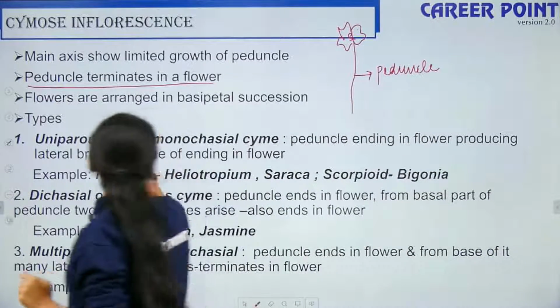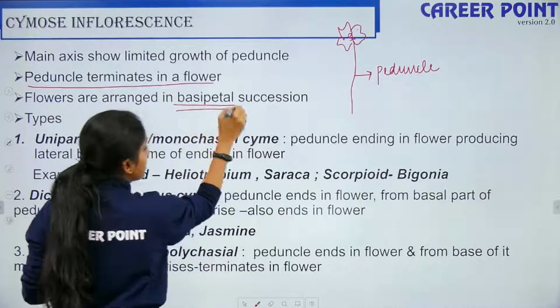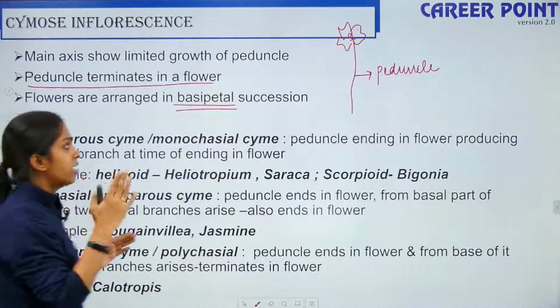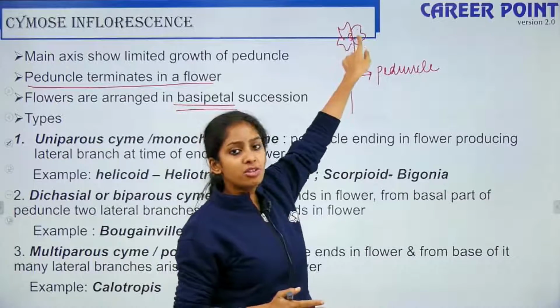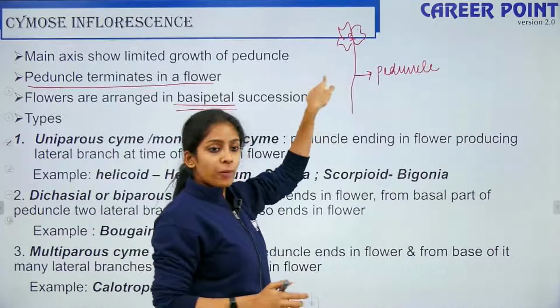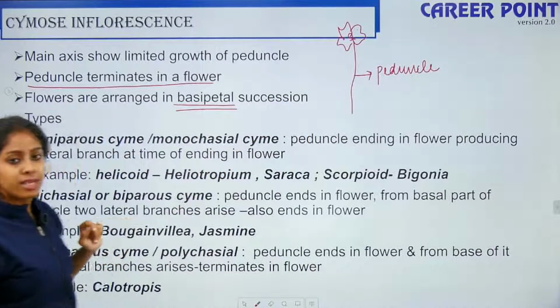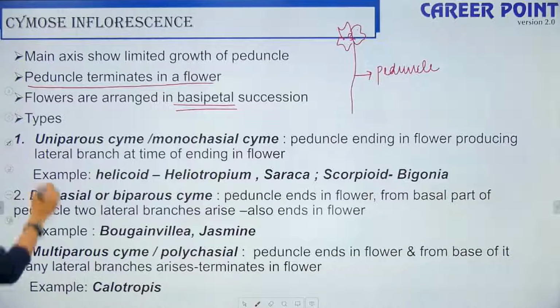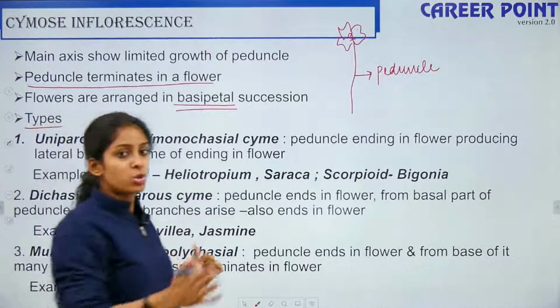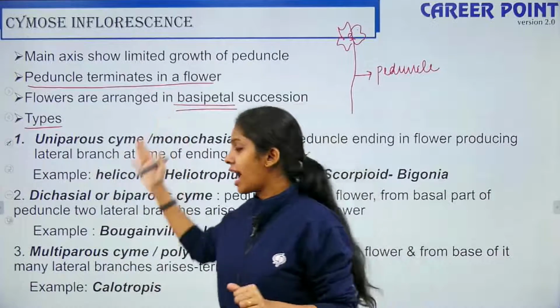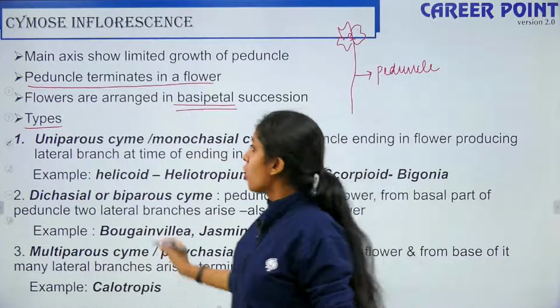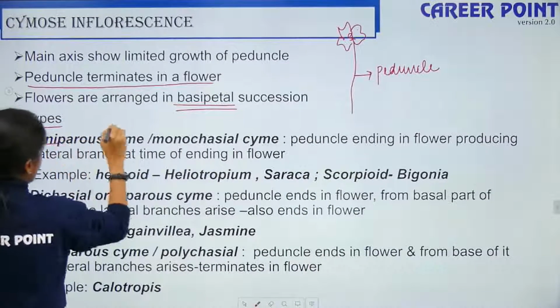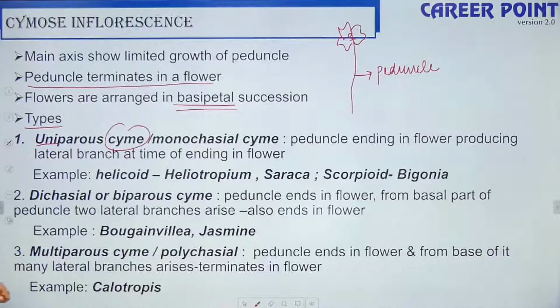Okay. So the flowers are arranged in basipetal succession, meaning older flowers on top and younger flowers on the sides. So this is basipetal succession. Okay. So what are the types of zymose inflorescence? You only have 3 types, unlike your racemose inflorescence which had 8 types. Okay. One is uniparous cyme or monochasial cyme.